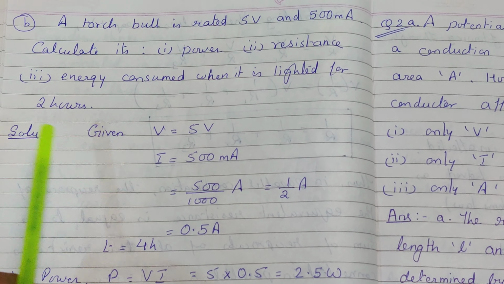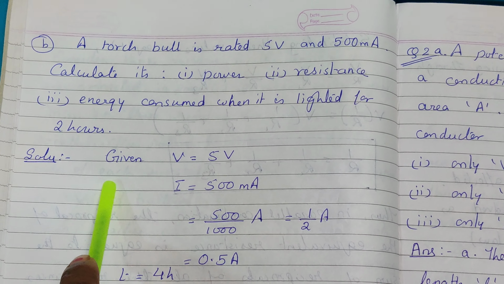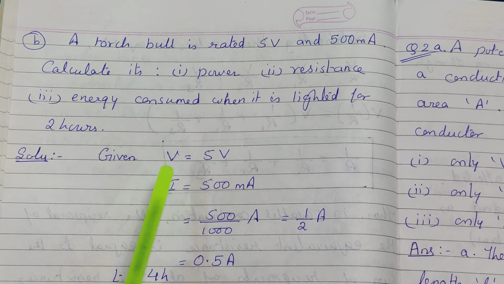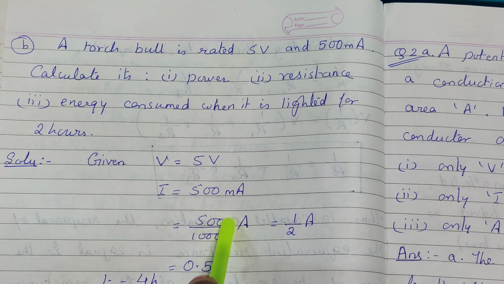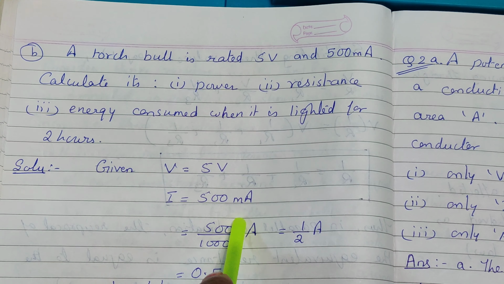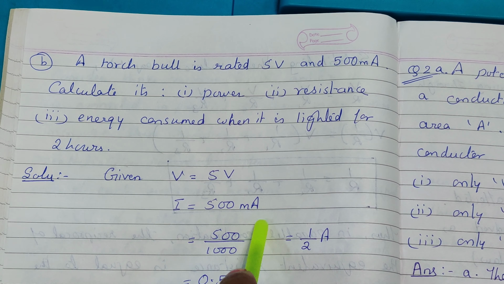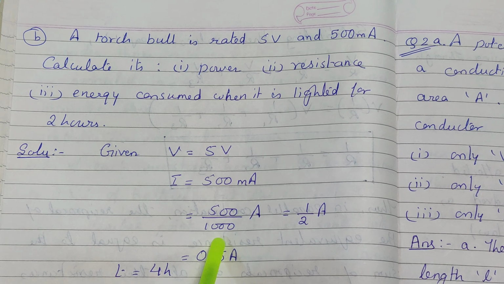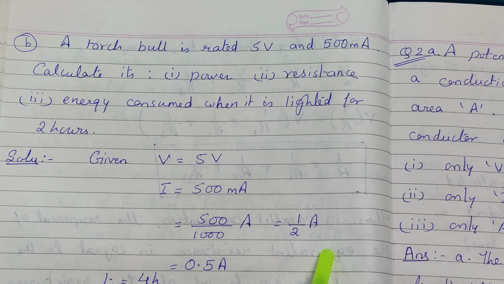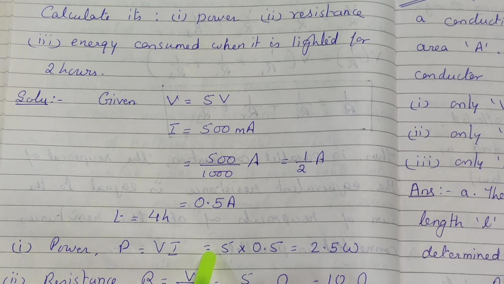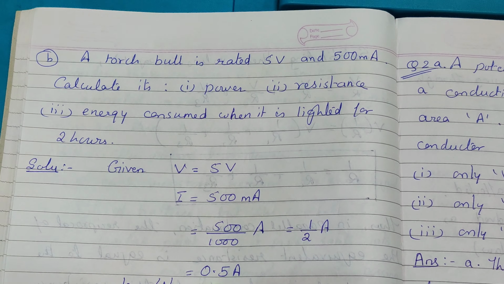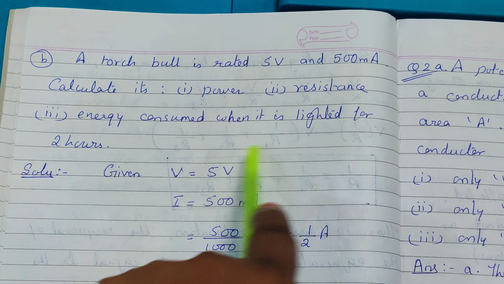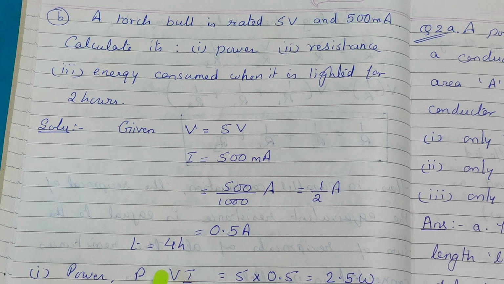Next, what is given, what we have to write: the given voltage is 5 volts, current 500 milliampere. Now we have to convert into ampere. So milliampere to ampere, you have to divide by 1000. So 500 by 1000, which is equal to half ampere, or we can write 0.5 ampere. Now time, how much time it has said consumed when it is lighted for 2 hours.